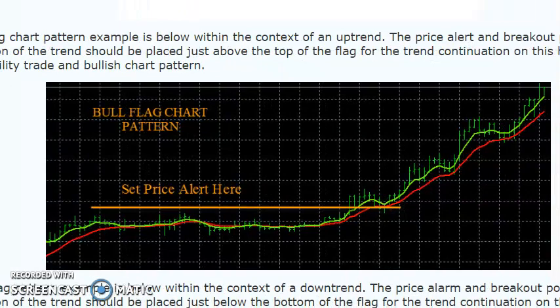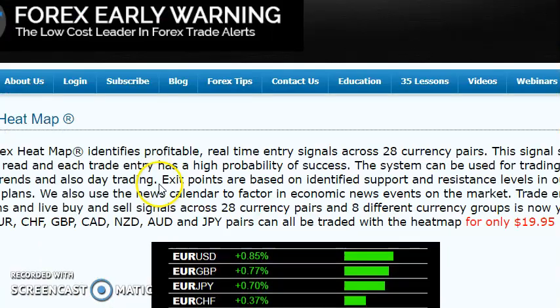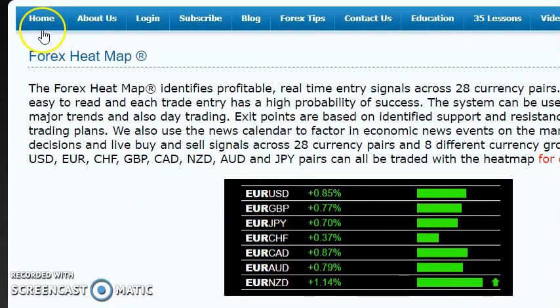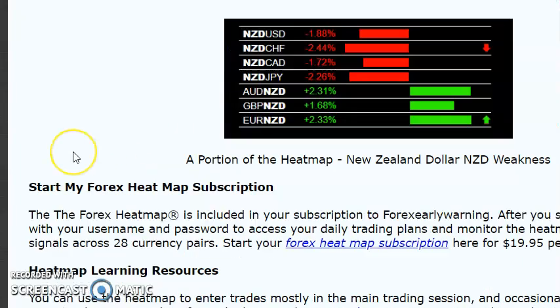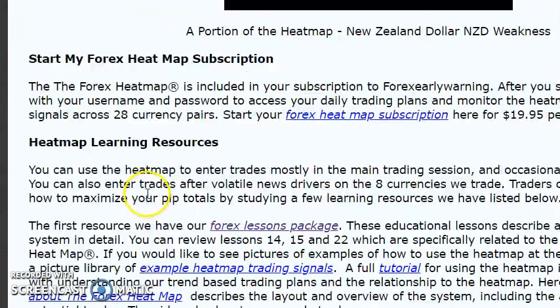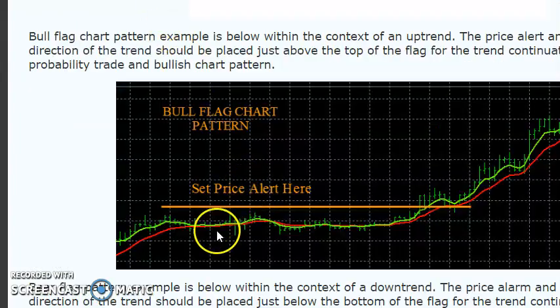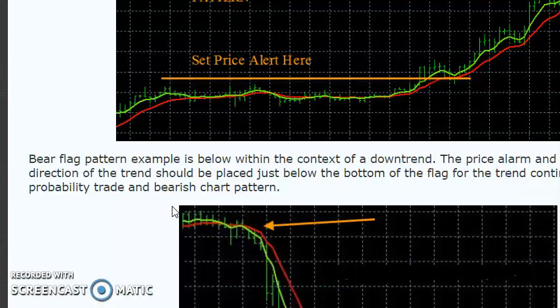If this pair is, for example, the Euro USD or the Euro Yen, when the price alert hits, you can go to our Forex Heatmap tool and verify the trade entry. Same thing on any one of 8 currencies. This is a live indicator that you can use to verify your trade entries. So you're using the chart pattern combined with the Forex Heatmap, and you're building a trading system.